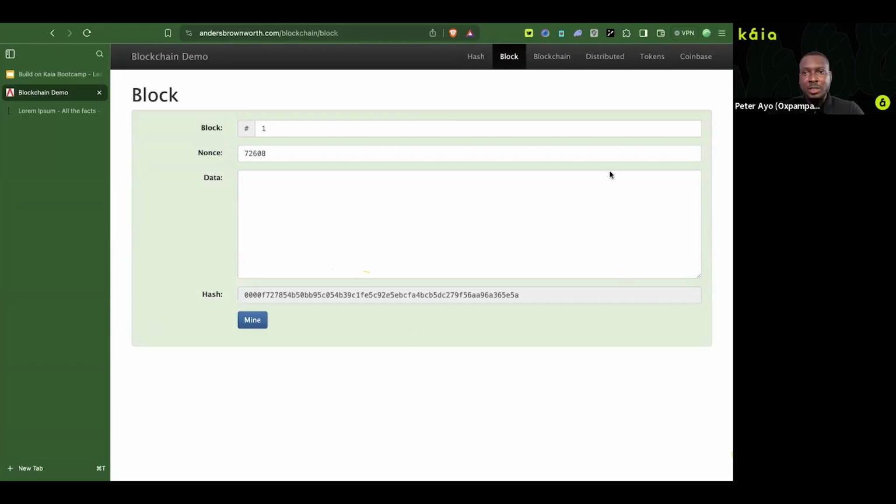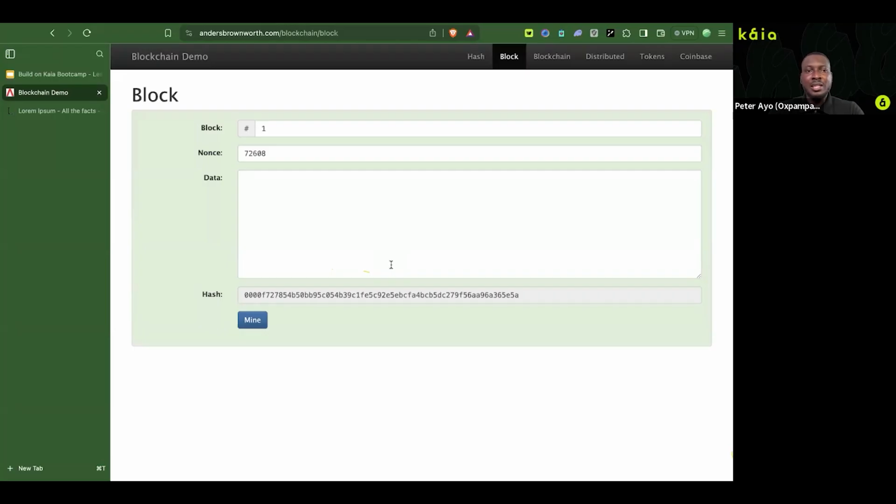Let me quickly check the chat. What is nonce? What is Merkle tree? Okay, awesome. So nonce is basically being hashed onto. Exactly. Yes. What is Merkle tree? Okay.